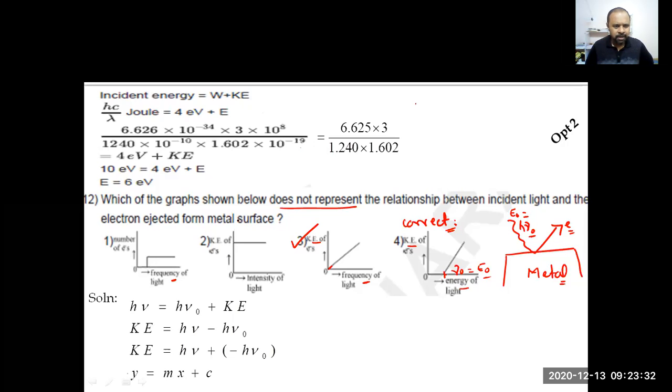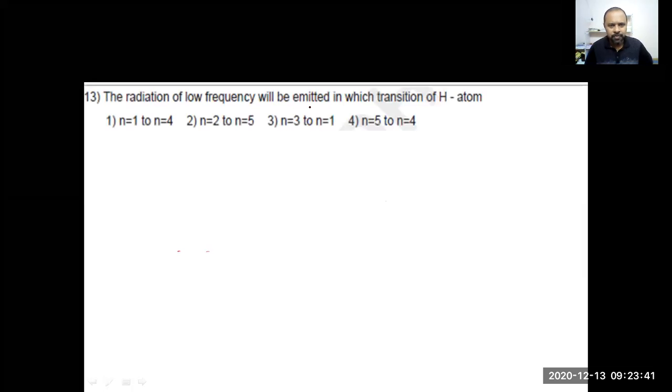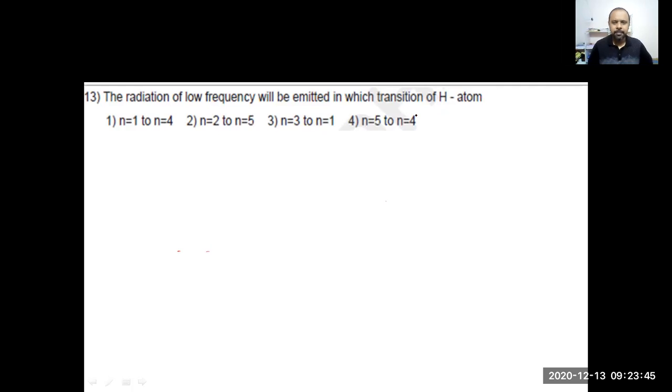I think this is done. 12th problem is okay. No problem. That's all the thing. We'll take up 13 now. The radiation of low frequency will be emitted in which transition of hydrogen atom? Low frequency indicates low energy. So radiation of low frequency, low energy is emitted in which of the transitions of hydrogen atom? Come on. What are the options? Fourth option.